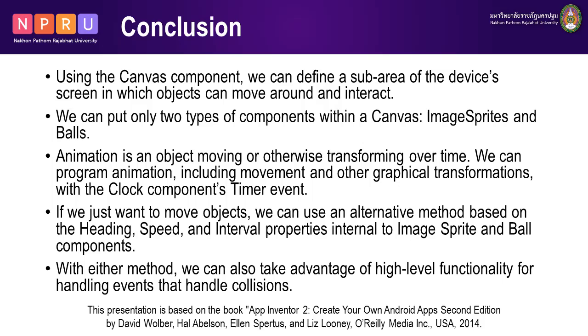In conclusion, we learned how to use the canvas component, a sub-area of the device screen in which objects can move around and interact. There are two types of components within a canvas: image sprite and ball. Animation is an object moving, or otherwise transforming, over time. We can program animation, including movement and other graphical transformations, with the clock component's timer event. Moreover, we learned how to create an animation based on the heading, speed, and interval properties internal to image sprite and ball components instead of the clock timer.